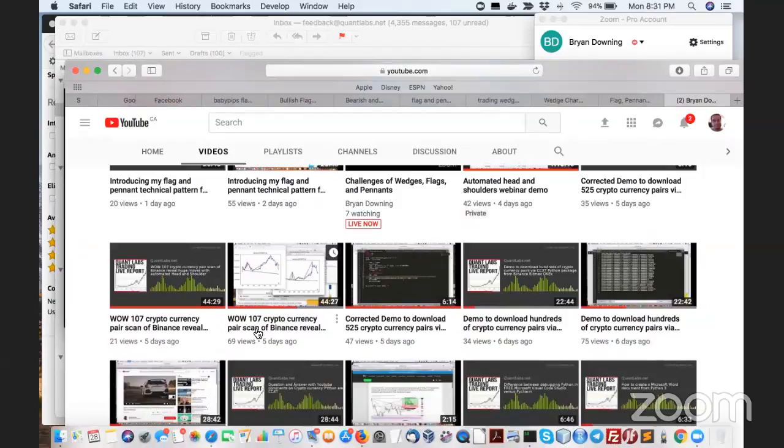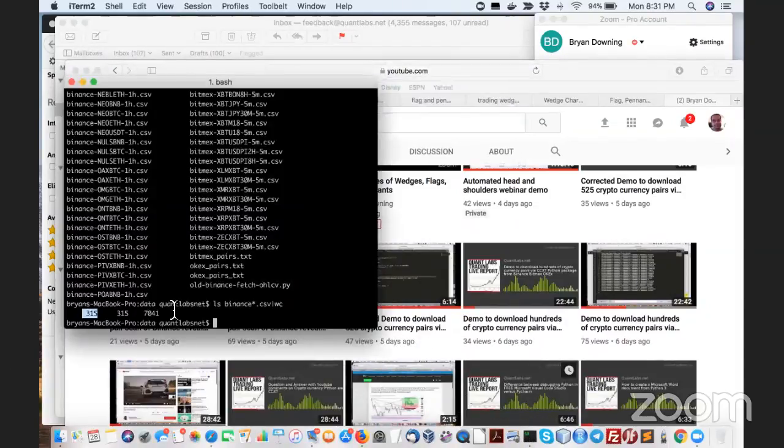So you can watch that video. And as I said, now I've improved it. This is using Binance, but now I'm able to download 315 currency pairs, which increases my odds of trading opportunity by multiplying it by 3.